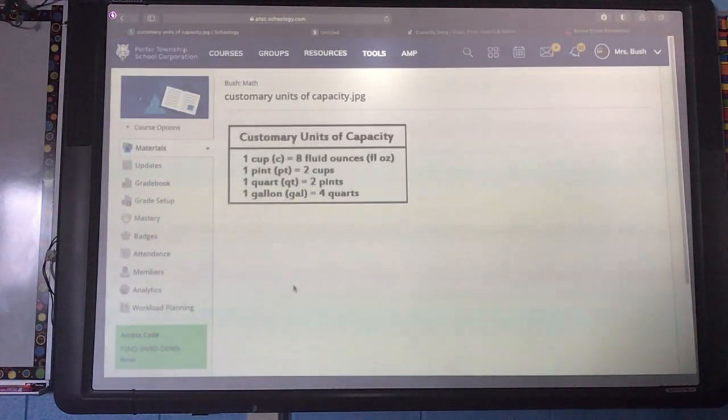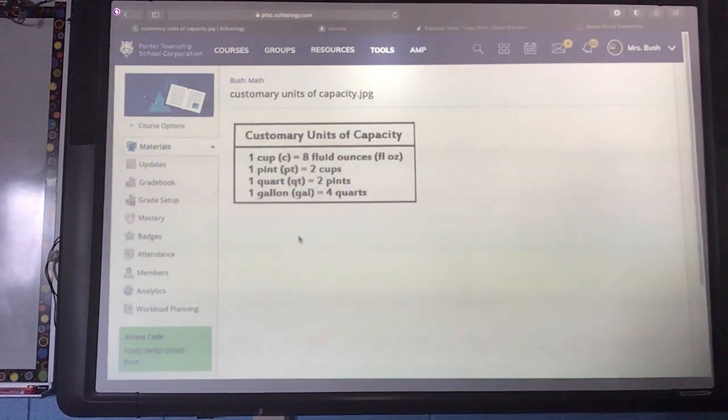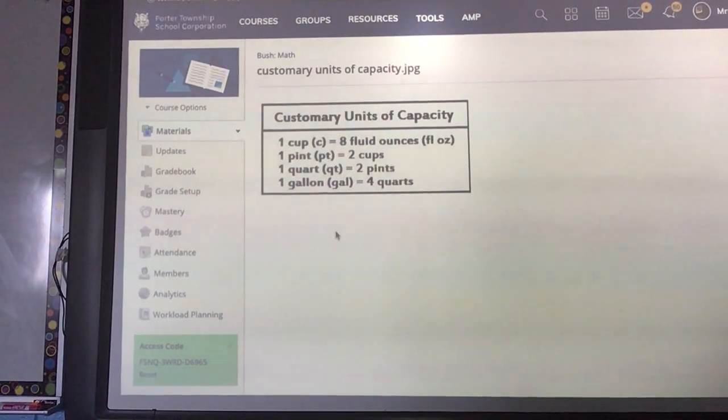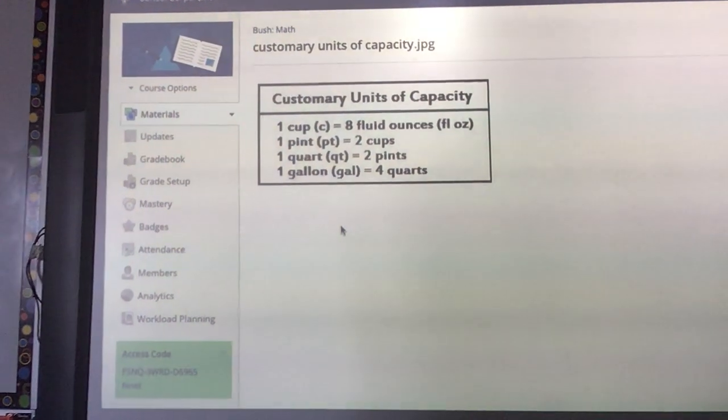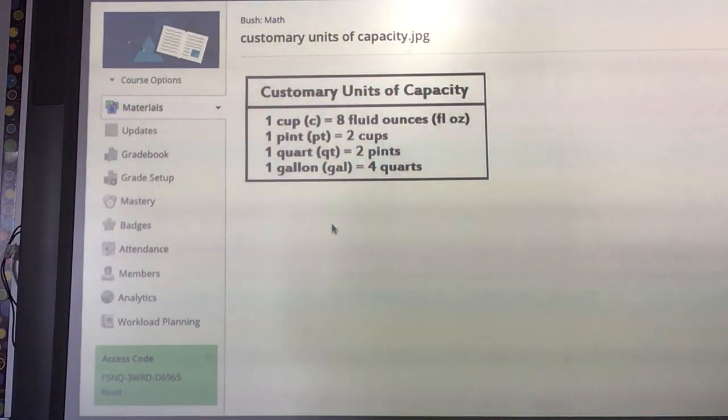That we will need for our equations. Customary units of capacity, and it tells us how many fluid ounces in a cup, how many cups to a pint, how many pints to a quart, and how many quarts to a gallon. Save this image. And I'm going to leave it up here also while we're working so we can do our equations.